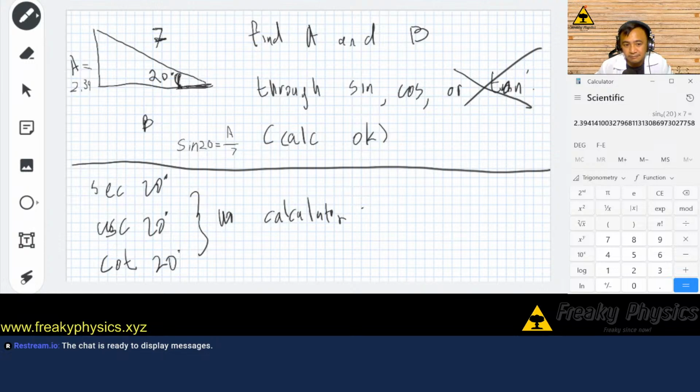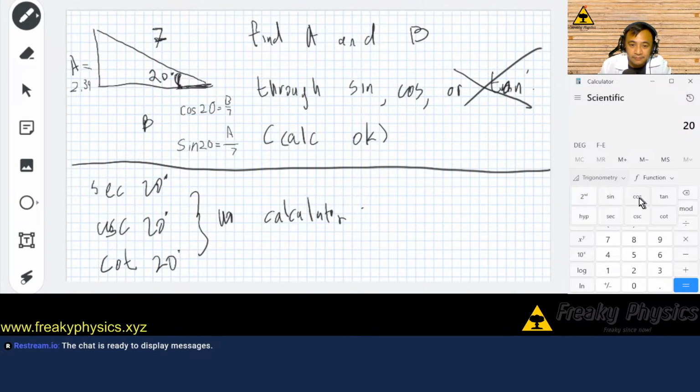So that would be cosine. Cos 20 equals b over 7. Correct. Times 7 equals 6.78, rounding. Okay, correct.